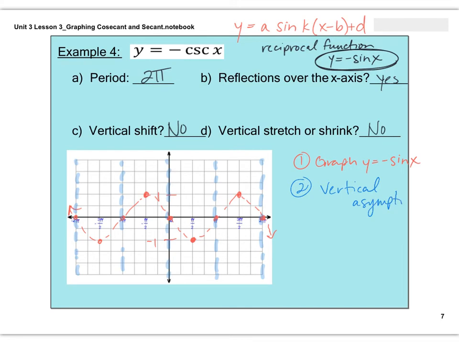And now 3 is we're going to actually sketch in y equals negative cosecant x. So remember, to do this, we're just going to flip the hills and the valleys. And we want to approach those vertical asymptotes but not touch. And there it is. Those blue U's are the graph of y equals negative cosecant x.